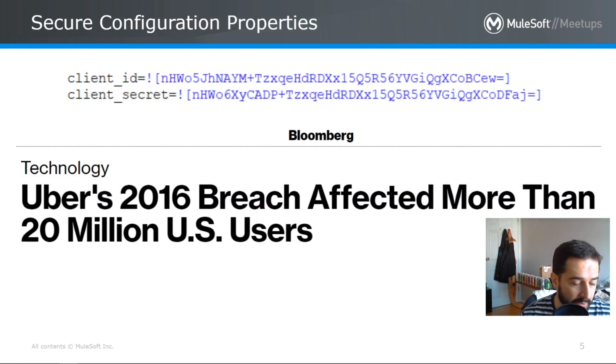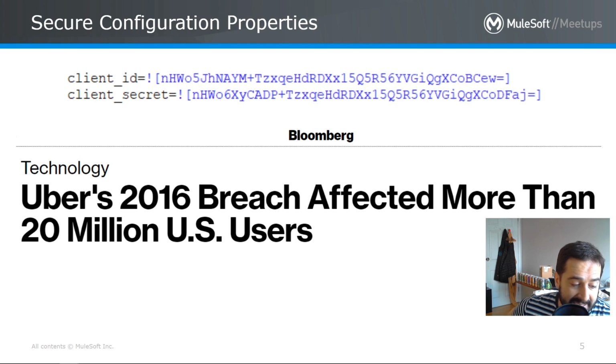So mistake number 4, I believe we're on. So in 2016, Uber had a security breach that, and this was the Bloomberg headline, affected more than 20 million US users. But this was just the US users. Some sort of personal information on all 57 million Uber users around the world was stolen. This included the driver license numbers of all 600,000 drivers in the US.